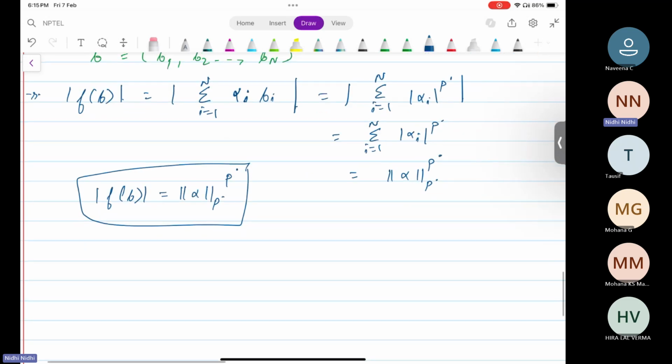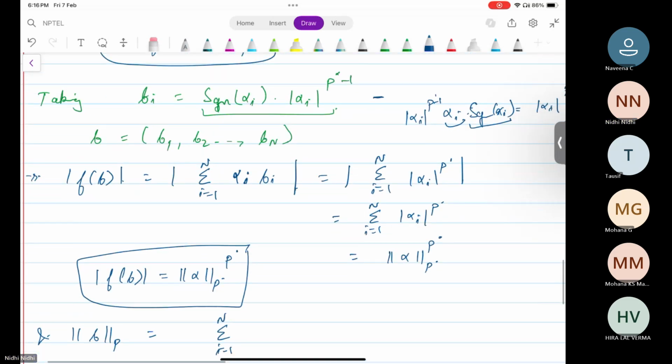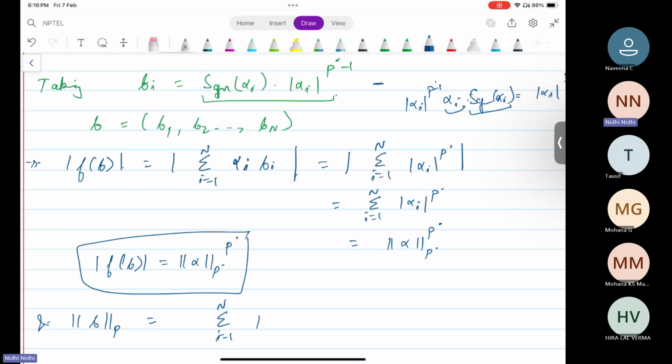And let's look at norm b. b is an element of R^n, so we have the l_p norm of b. This is summation i from 1 to n modulus b_i, where modulus b_i would be modulus alpha_i to the power p star minus 1, to the power p, whole to the power 1 by p.